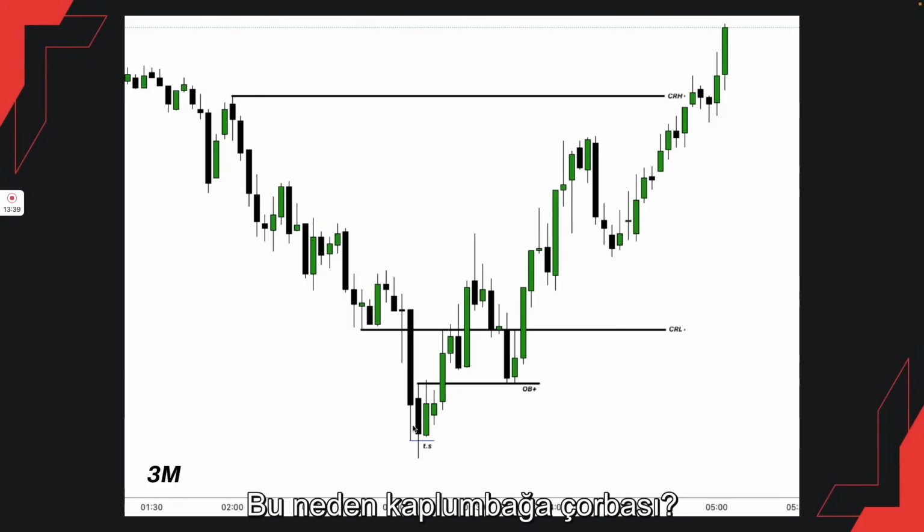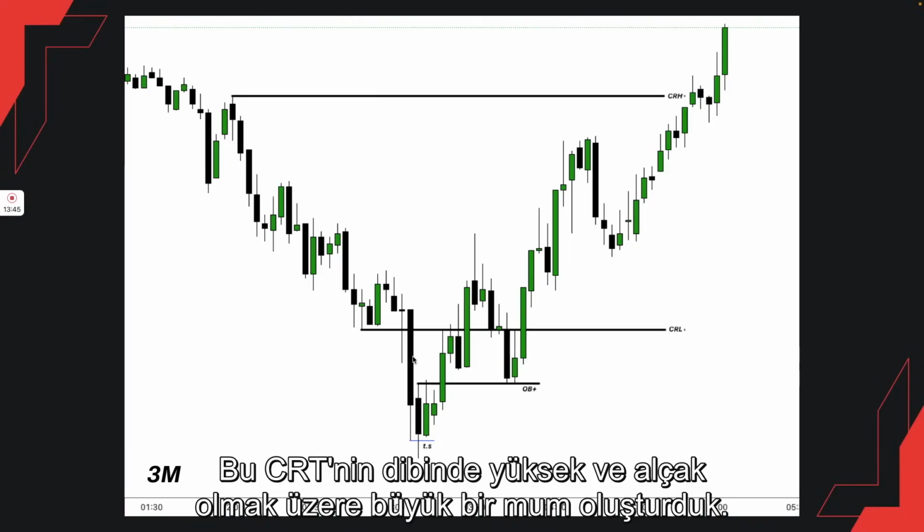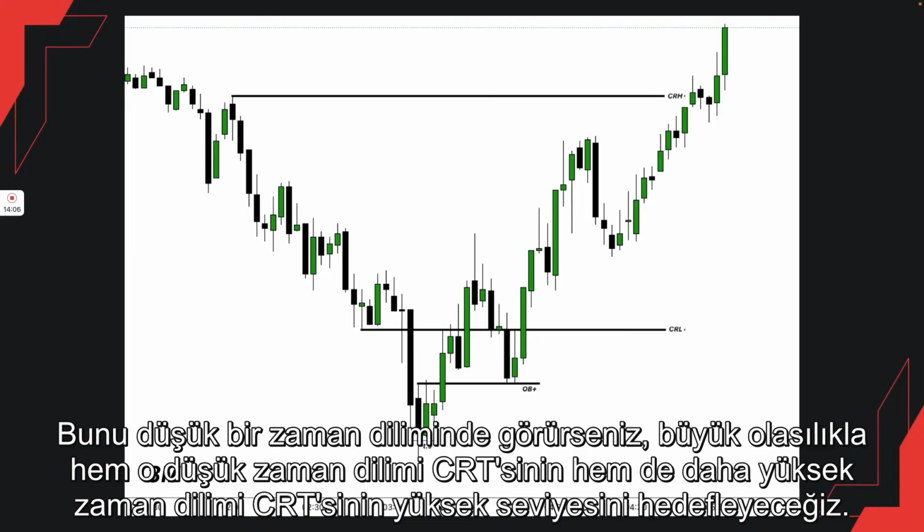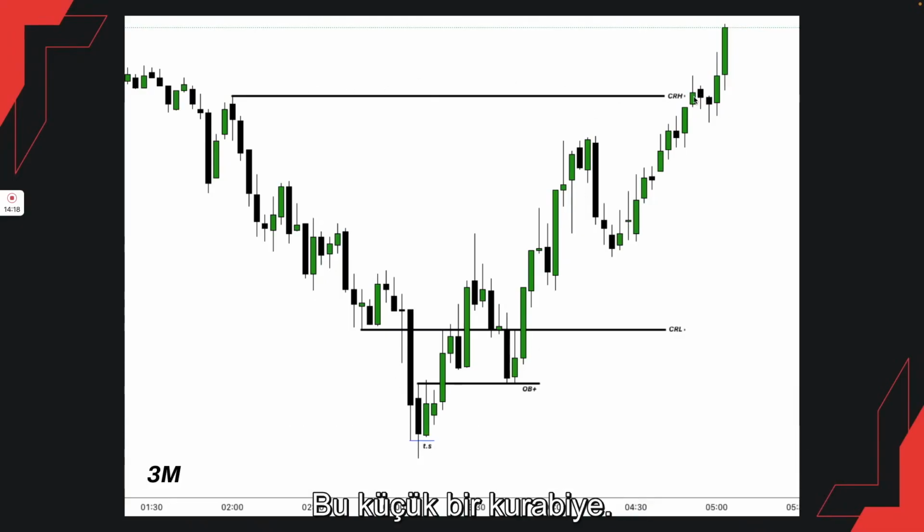Why is this the turtle soup? Well, as you can see right here, we formed a large candle where at the bottom of this CRT, high and low, we souped the low. Inside bar, inside bar, inside bar, inside bar, inside bar, ultimately tapping the range high. If you see this on a low time frame, there is a high probability that we will target the high of that lower time frame CRT as well as the high of the higher time frame CRT. That is a little cookie. I will not be diving deeper into it.